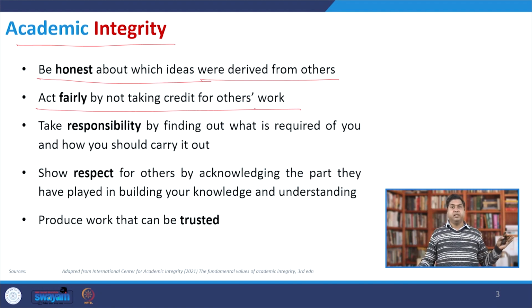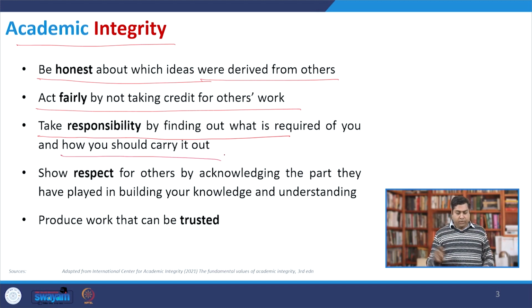It should not be that I found some work somewhere and then assume that probably many people do not know about this work, so let us take advantage and claim that work as ours. This is also not right. We have to be fair enough. We also take responsibility by finding out what is required of you as a researcher and how you should carry this out. So, this is very important.